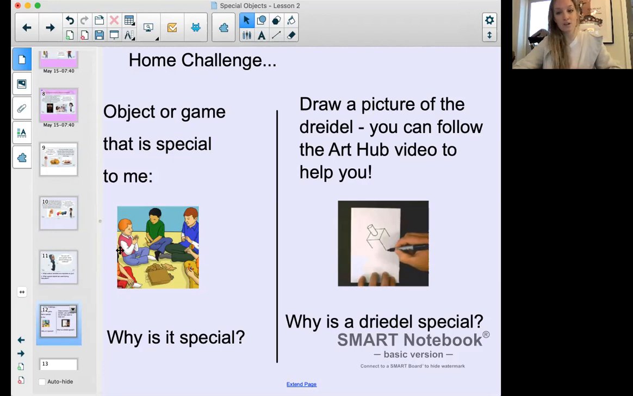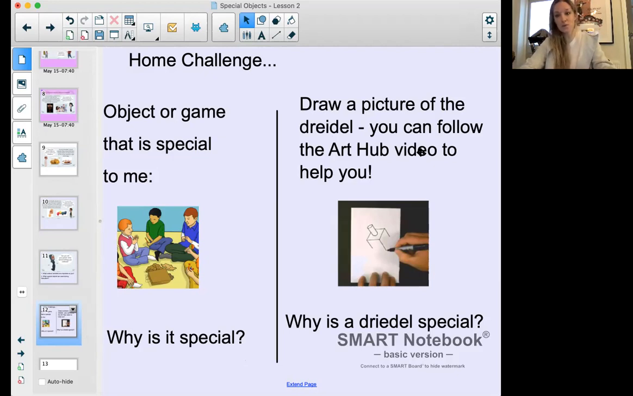So if you can draw a picture of the object or the game that is special to you, and write a sentence below about why it is special. For me, it is special because we played it at parties and I have really good memories of playing that game. On the other side of your paper, you're going to draw a picture of a dreidel because we learned about a special object today, the dreidel.